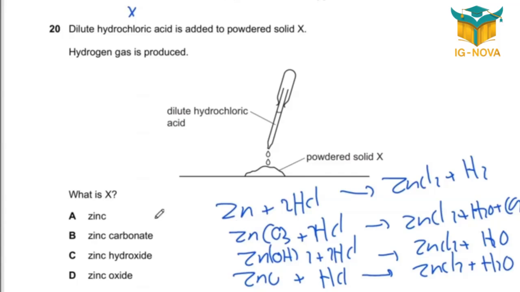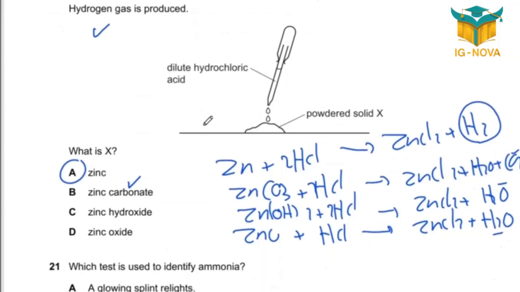The objective is which one can release hydrogen gas? He said that hydrogen gas is released only by the first equation. So A. The second one can release carbon dioxide. The third one, water. The fourth one, water as well.